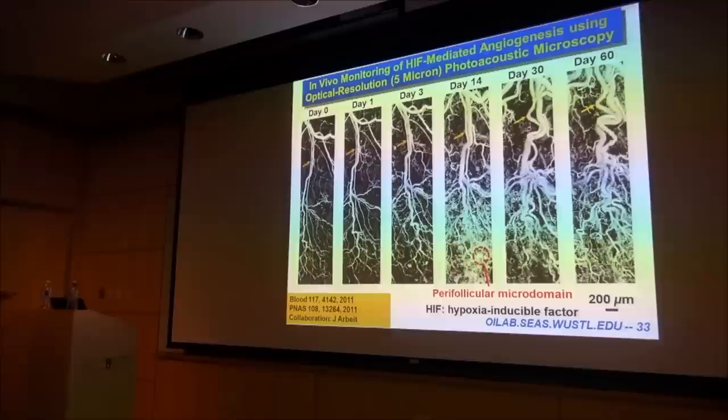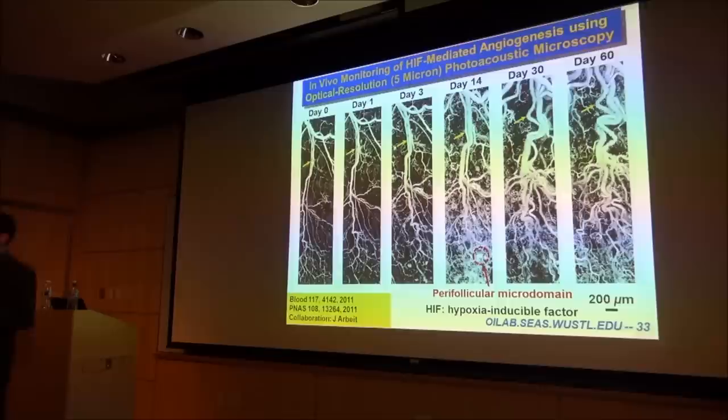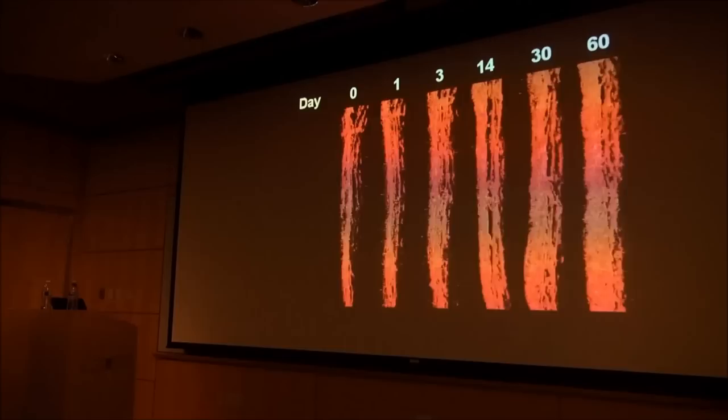This is one example. You can look at the same animal over a period of 60 days. You don't have to deal with intersubject variability. You're monitoring the same animal, so there's a reference. Just by using the same animal as a reference, you start from the baseline, and you see this growth of new blood vessels, increase in tortuosity. This is a 3D rendering of the data set.